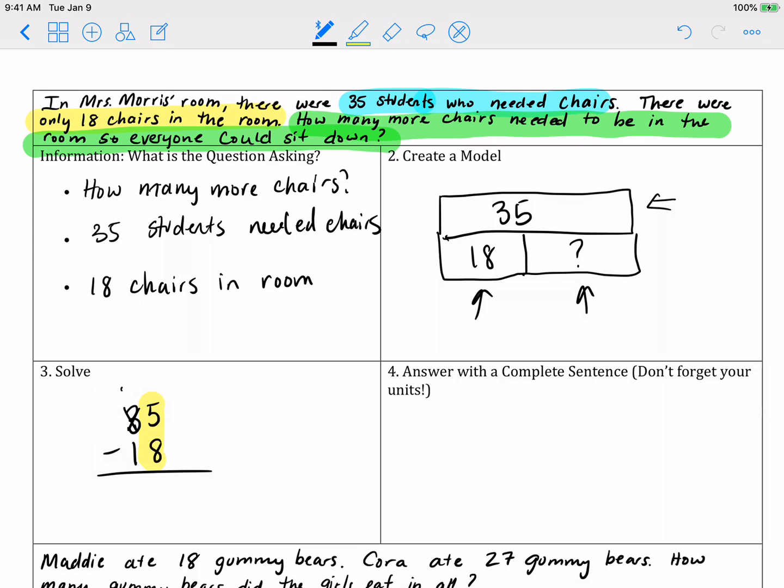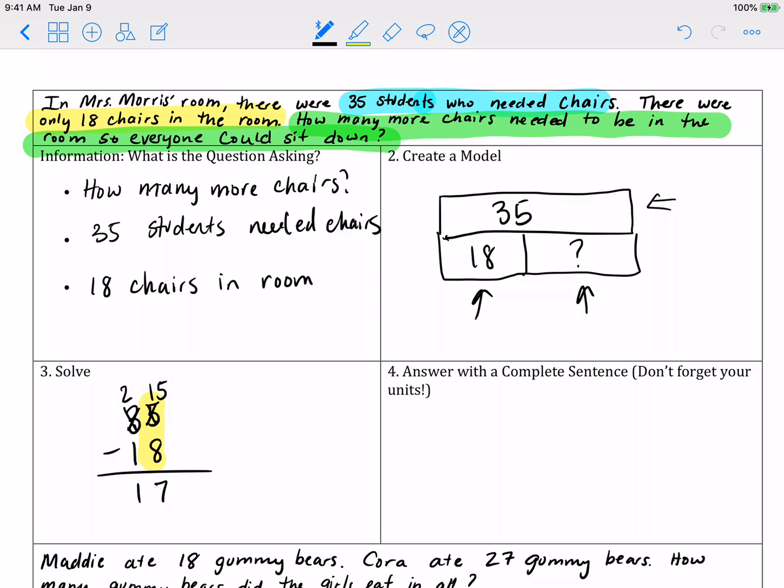So I'm going to go to the tens place. I'm going to take one of those 3 tens. I'll have 2 tens left over. I'm going to explode my 1 ten into 10 ones. So 5 ones plus 10 ones is going to be 15 ones. Now I can do 15 minus 8, which is going to be 7. And then 2 minus 1 is 1. So there's where we solved our problem.